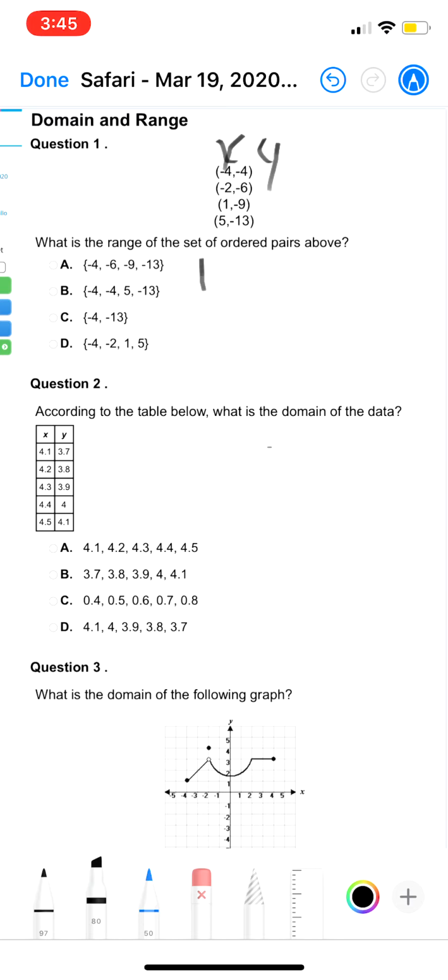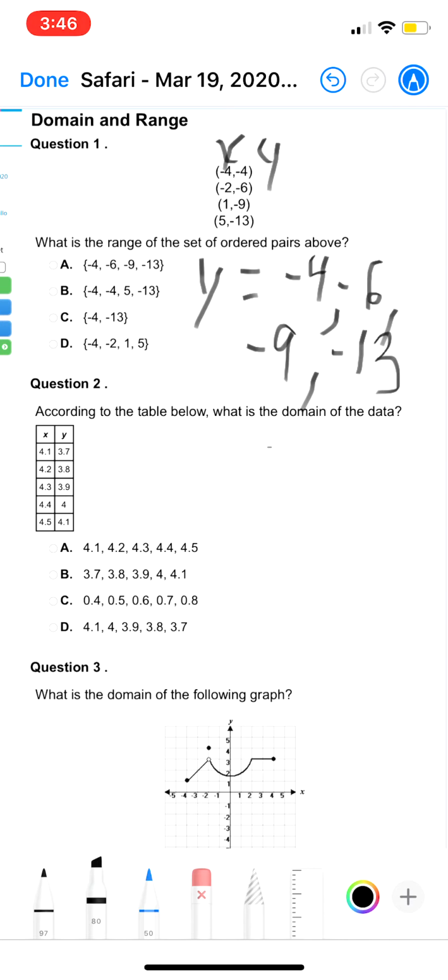So I'm just going to write down my y values, looking at the right-hand side of each ordered pair. In my first ordered pair, -4 is my y value. -6 in the second ordered pair is my y value. In the third, it's -9. And in the fourth and last ordered pair, -13 is my y value.